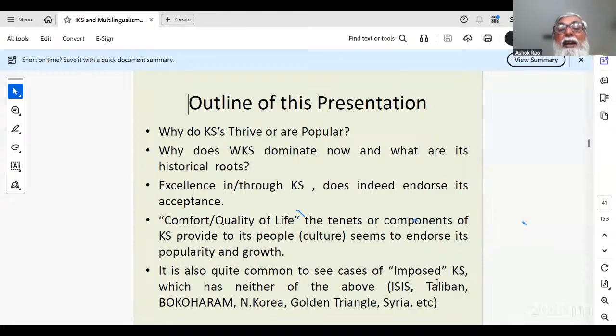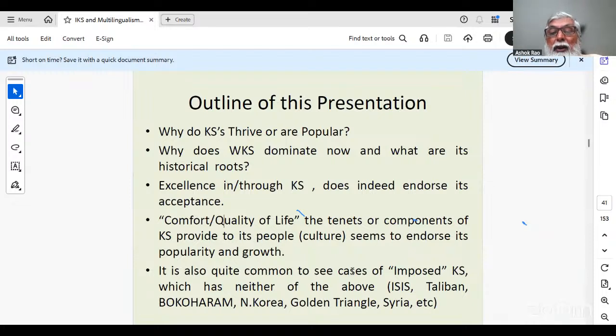So we'll see why knowledge systems thrive or are popular. Okay. Basically, excellence. If you have excellence in a knowledge system, you are going to be accepted. Similarly, if you are an excellent teacher, even if you have other aberrations, people will tolerate. Okay. Comfort and quality of life. What is comfortable and how much quality it adds to your life? That part of the knowledge system is the most important for people.